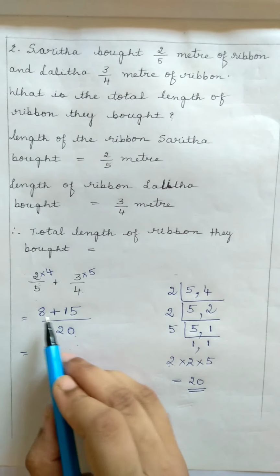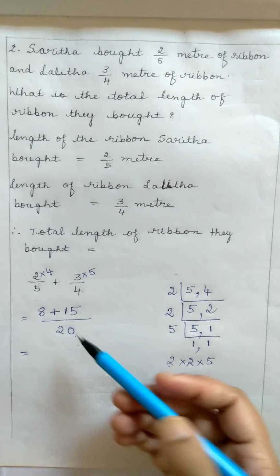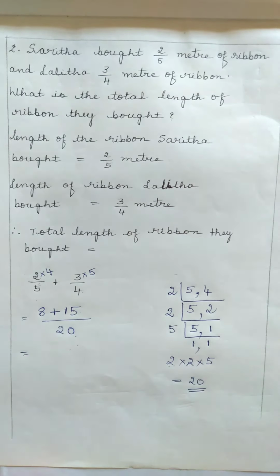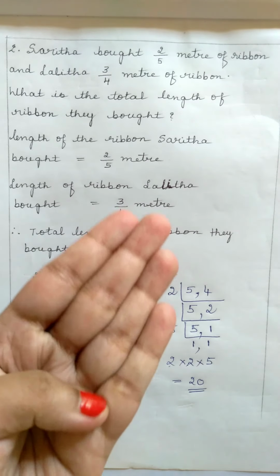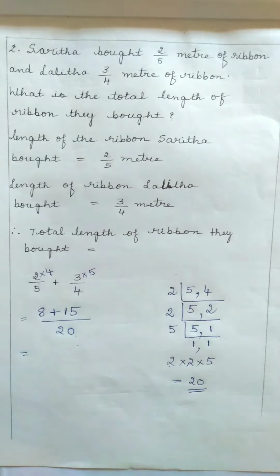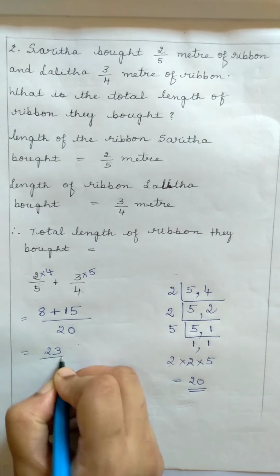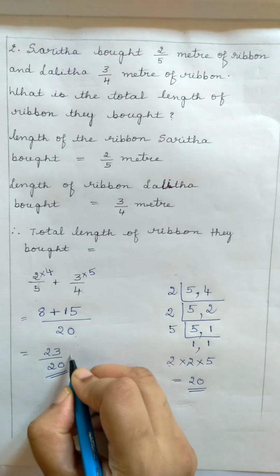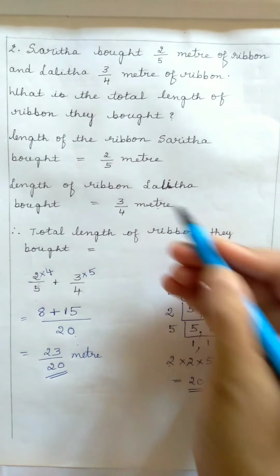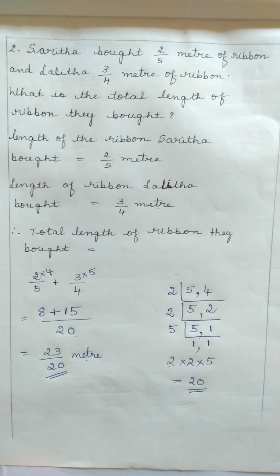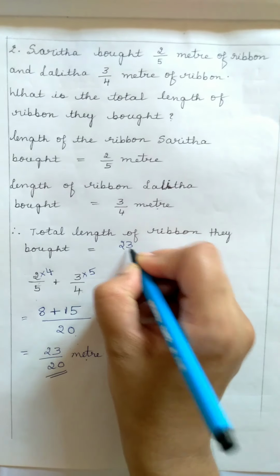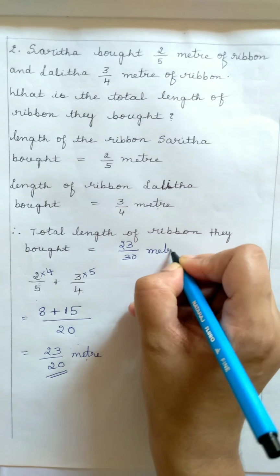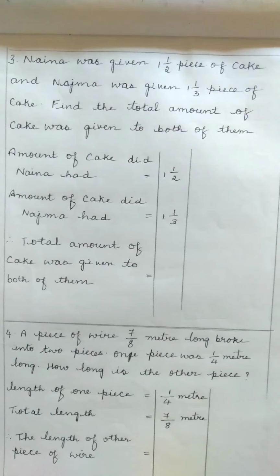Therefore, now you add 8 plus 15. Let us add 15 plus 8. So that 15, 16, 17, 18, 19, 20, 21, 22, 23. Therefore, the answer is 23 by 20 meters. Since the unit is meter, we have to write in the answer meter. Therefore, the total length of the ribbon together they bought will be equal to 23 by 20 meter is the answer.